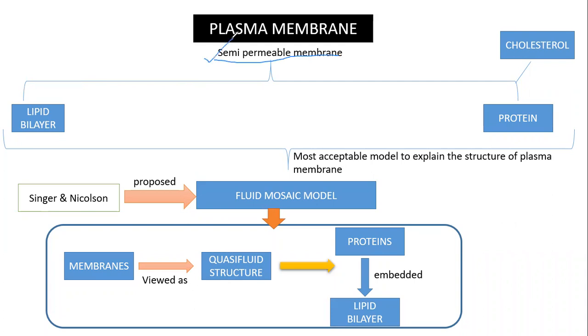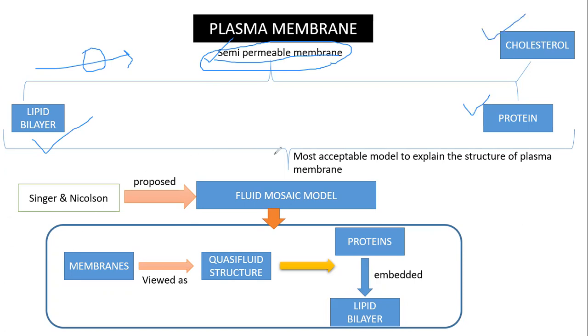What does semi-permeable membrane mean? It means it allows some solutes to cross into the cell more easily than others. That means it selectively acts as a barrier to the transport of solutes. That's why it is called a semi-permeable membrane. Now, this plasma membrane consists of a lipid bilayer, protein, and cholesterol.